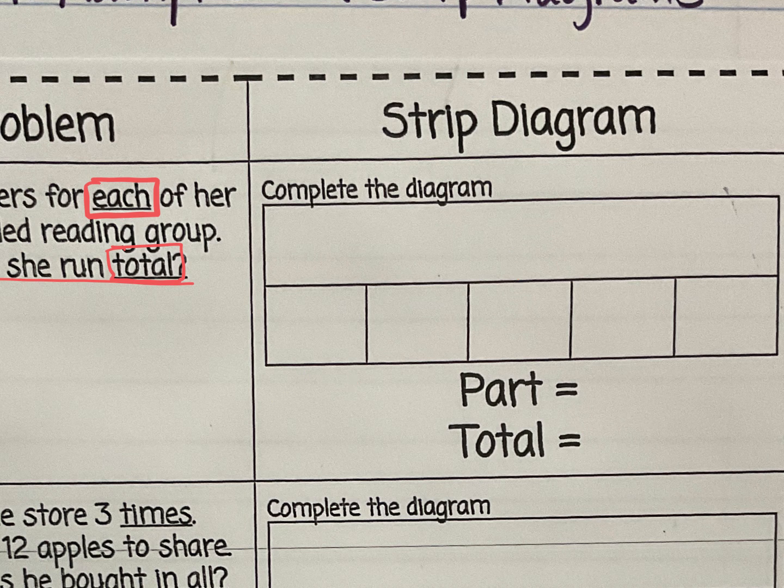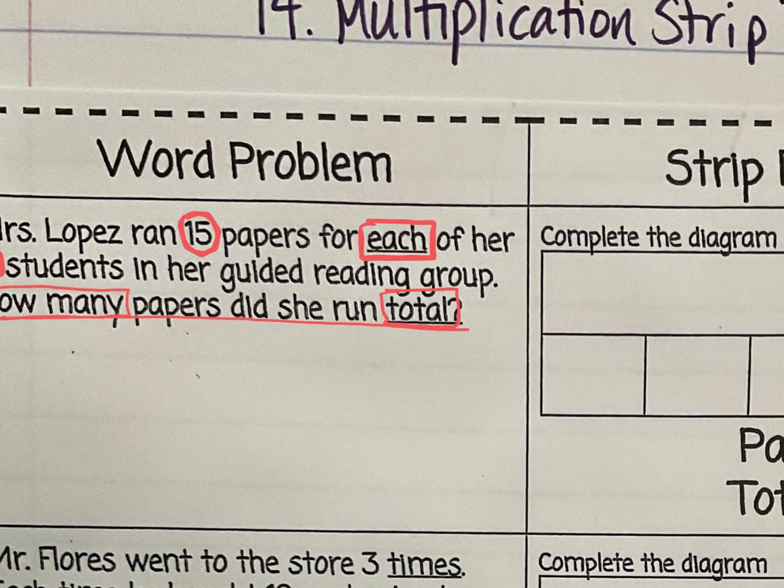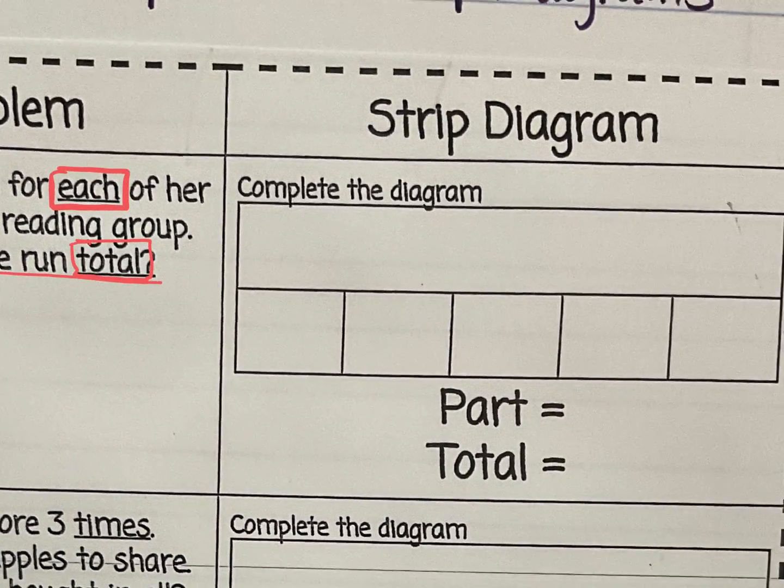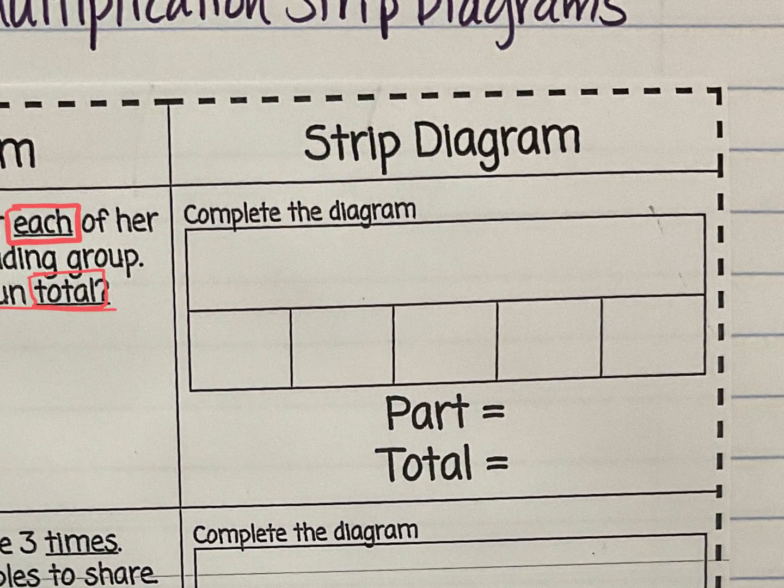Okay, what do the 5 parts represent? If you go look at the word problem. Umberto? 15. There's 5 parts. What do those 5 represent? Gavin? The students. There were 5 students. Umberto, each student had how many papers? 15. So we can go put 15 in each of these parts.